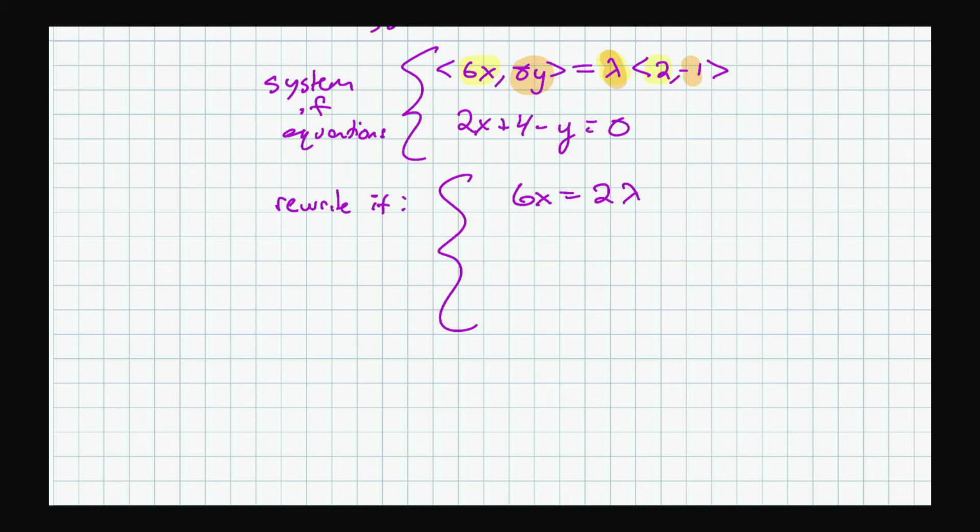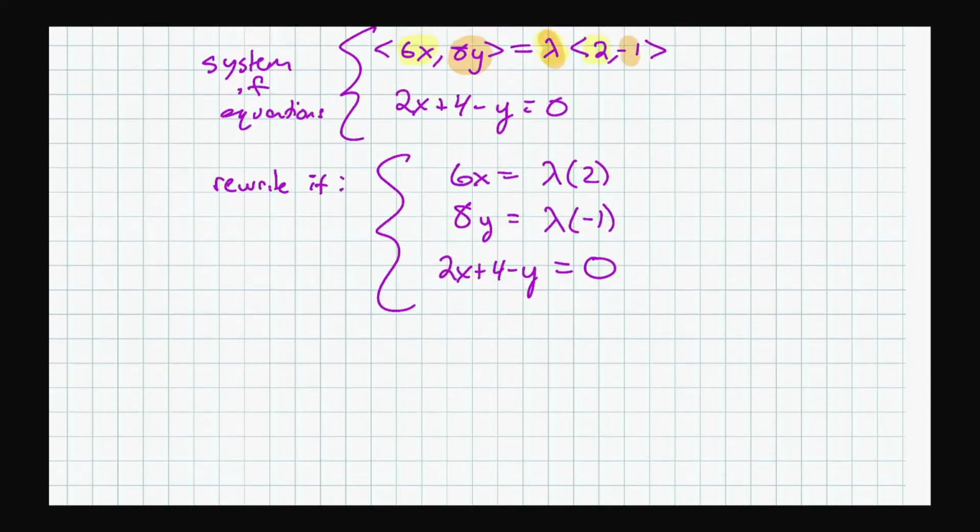Hold on. I should have written this the other way around. I don't know why I did. Easier to read that way, right? And then the third one is 2x plus 4 minus y equals 0. And so there's three equations and three unknowns. The three unknowns are the x, the y, which we also don't know, and then the lambda, which we also don't know.